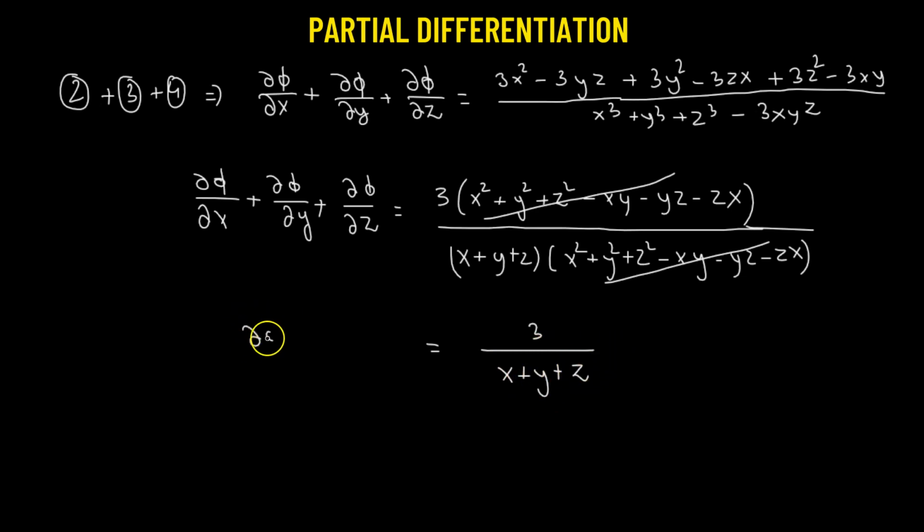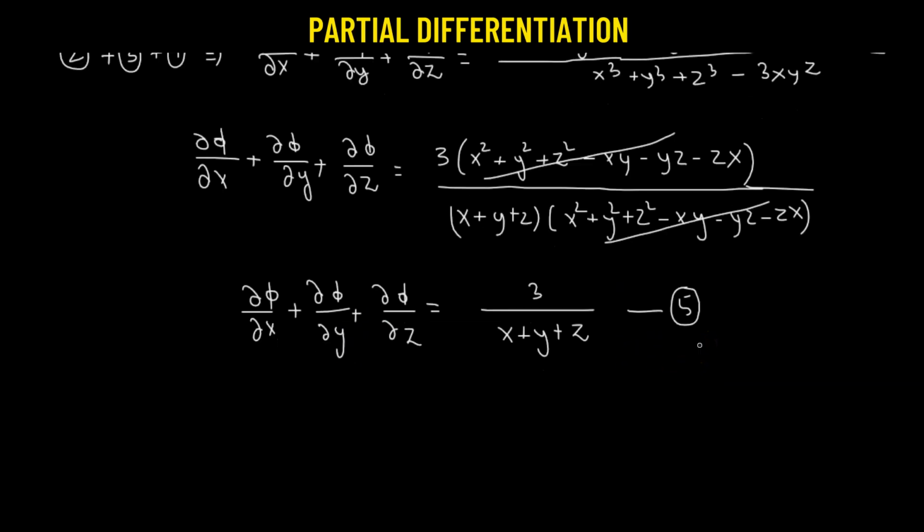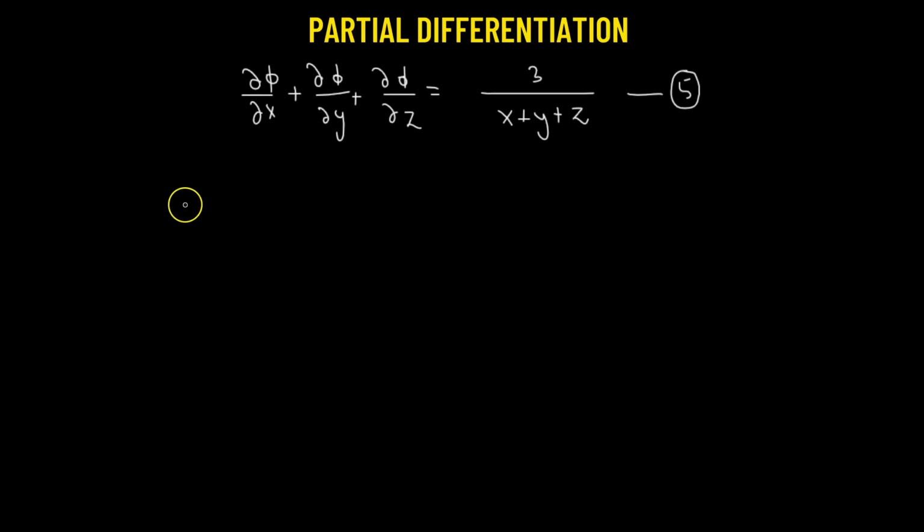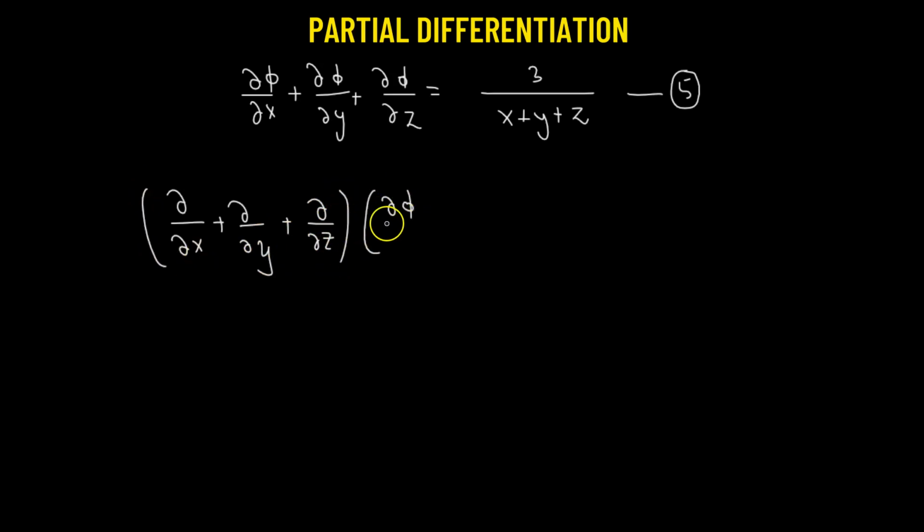So this is partial of I with respect to x plus partial of I with respect to y plus partial of I with respect to z. So let this be equation number 5. Now finally, we'll take partial with respect to x plus partial with respect to y plus partial with respect to z, and this will be operated on partial of I with respect to x plus partial of I with respect to y plus partial of I with respect to z.